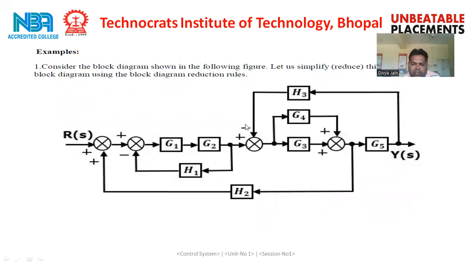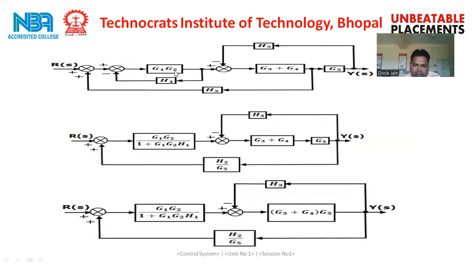And we will consider this block diagram. It is a very complicated block diagram, and we will solve it. Okay, first of all, we will solve the blocks which are connected in series. In this diagram, G1 and G2 are in series. So according to rule number 1, first of all we will solve G1 and G2 because they are in series form. So the result will be G1 multiply G2.